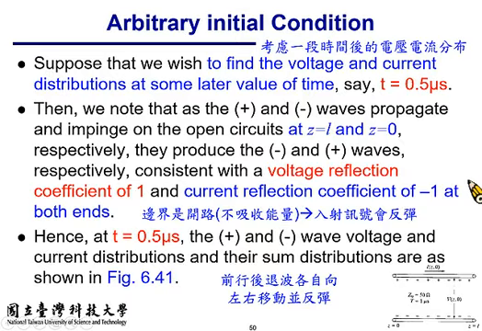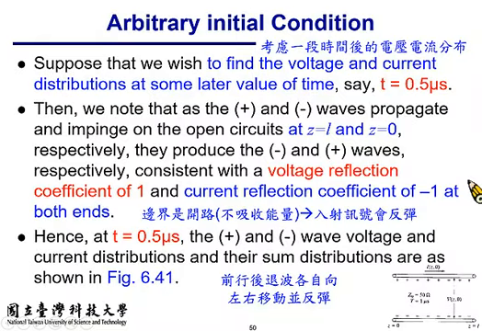So what happens? Suppose we wish to find the voltage and current distribution. In the previous slide, we already found the current distribution at t equal to 0. That is the beginning of the circuit analysis for this dual-end open transmission line circuit. So the problem continues with a specific time, that is t equals 0.5 microsecond.